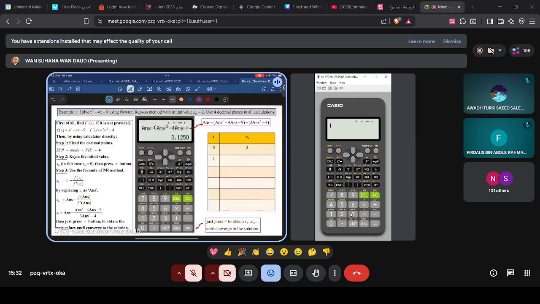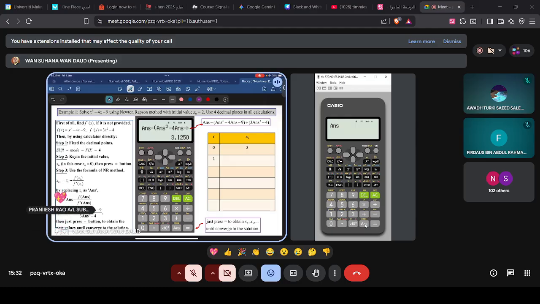Now we move to the calculator. Fix the decimal points. The decimal point stated in the question is 4 decimal points, so I fixed the decimal point just now to 4 decimal points. First things first, I will key in the initial value. Initial value x0 is 2. Put 2, press equal, and press ans. I hope everyone can follow.